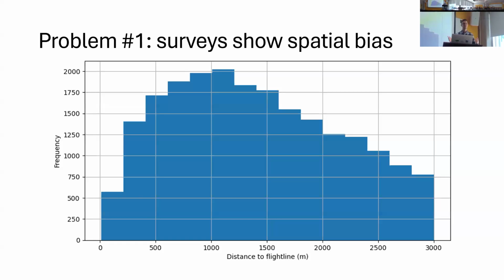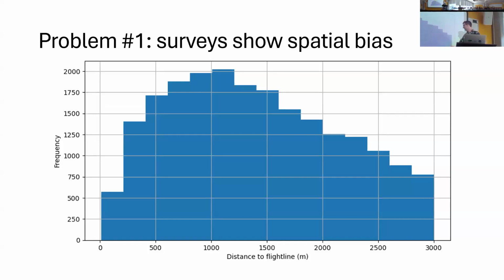Moreover, the distribution of the survey polygons we have shows spatial bias. If you imagine an observer looking out from the window of an airplane, it's hard to look far away, and it's hard to look straight below you, but it's easier to look a little bit further out, a little bit away from the plane. That's exactly what we observe, where there is more mortality recorded about 1 kilometer away from the plane's flight line.